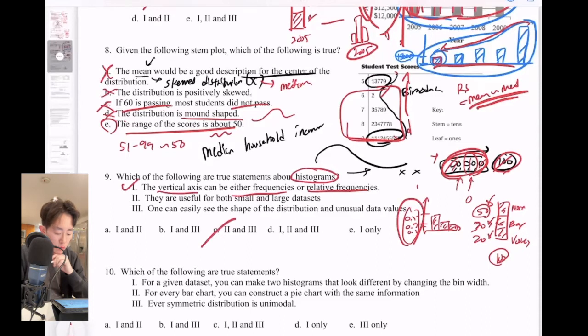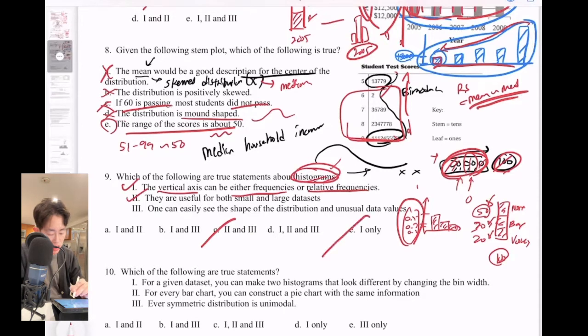They're used for both small and large data sets. Yes, absolutely, because remember, besides the dot plot and besides the box plots, the histogram is the one that's very useful for describing the shape of many data sets. If you have 1,000 data points, you want to use histograms, not the dot plots or stem plots, because you don't want to be plotting all the dots and so on. So yes, that's definitely true.